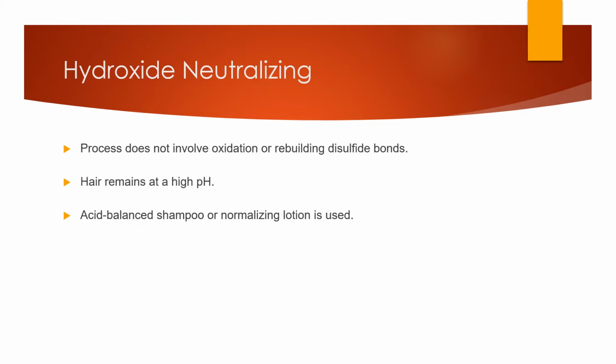Hydroxide neutralization is an acid and alkaline neutralization that neutralizes or deactivates the alkaline residues left in the hair by a hydroxide relaxer and lowers the pH of the hair and scalp. Hydroxide relaxer neutralization does not involve oxidation or rebuilding disulfide bonds. Hair remains at a high pH and acid-balanced shampoo is used. Rinsing alone will not neutralize the relaxer. An acid-balanced shampoo or normalizing lotion neutralizes the remaining hydroxide ions.